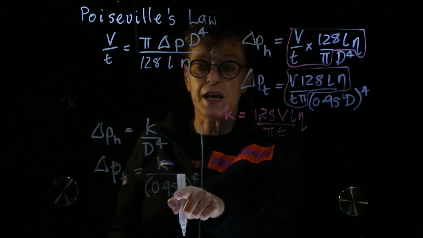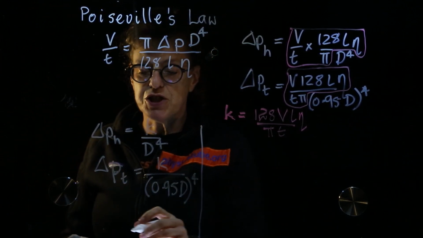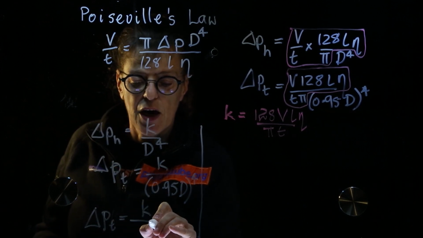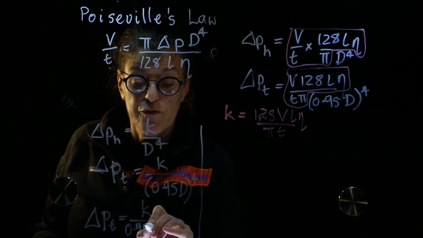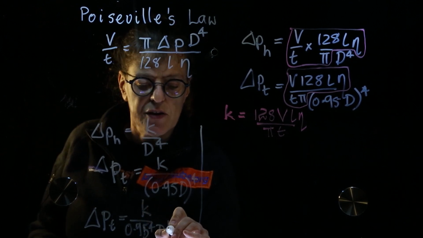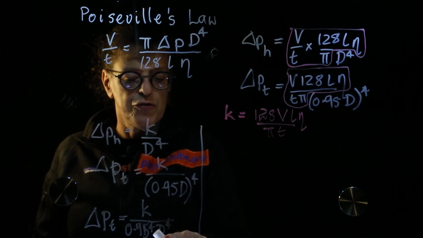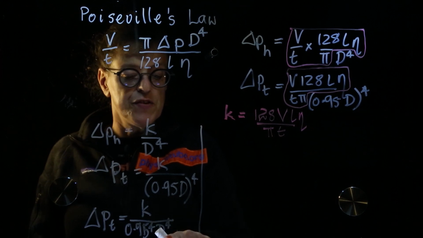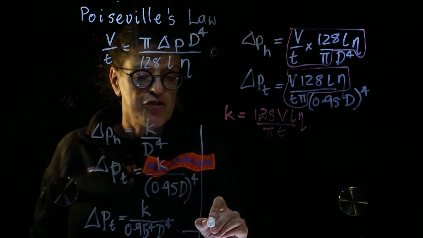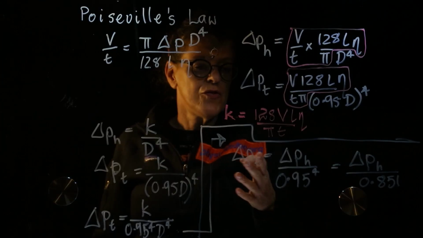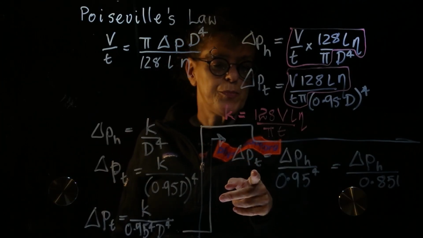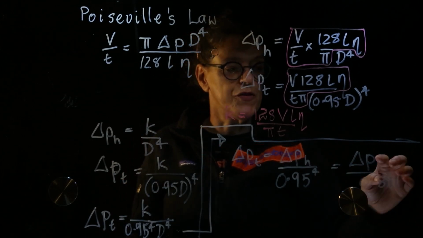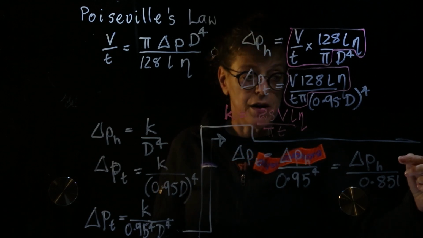And I can separate this thing out a bit because it's a straight multiplication, and I can write delta P tight is equal to K over 0.95 to the power 4 times D to the power 4. And lo and behold, that bit there, K over D to the power 4, is suspiciously like delta P healthy. So we can say delta P tight is delta P healthy divided by 0.815. So it's a fraction of the healthy.